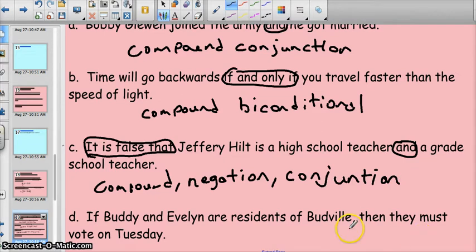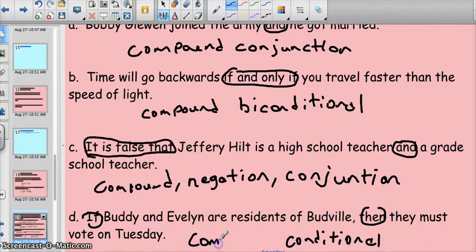Finally, the bottom one. "If Buddy and Evelyn are residents of Budville, then they must vote on Tuesday." I see if-then right there. That if-then automatically makes it a conditional. In addition, I see two different statements, which makes it compound, so I'm going to call that a compound conditional.